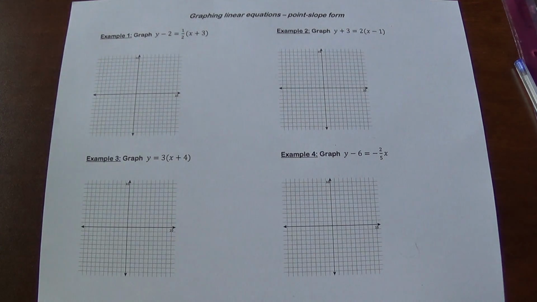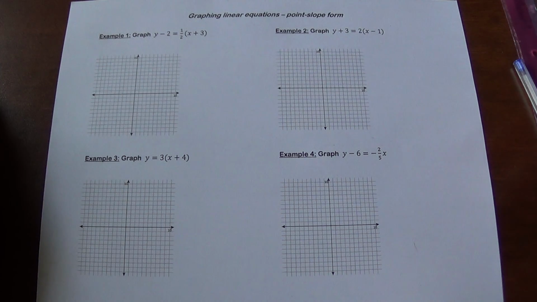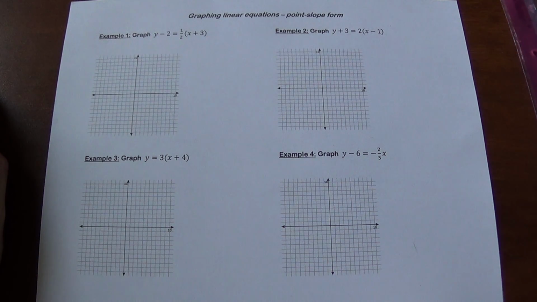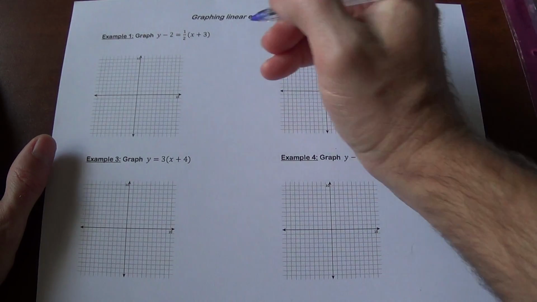Hi, this video here is dedicated to graphing linear equations when the equation is given to you in point-slope form. We have an assumption here that you are familiar with point-slope form, so if you are not familiar with that, you need to review that first. So what do we have here?